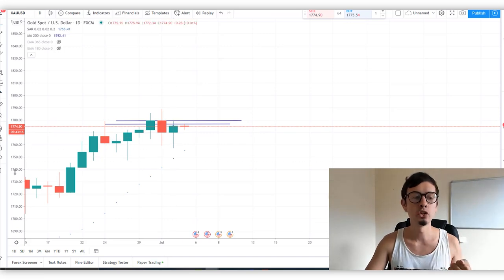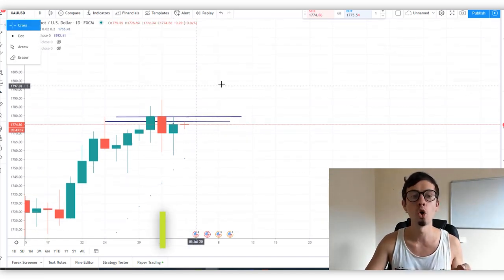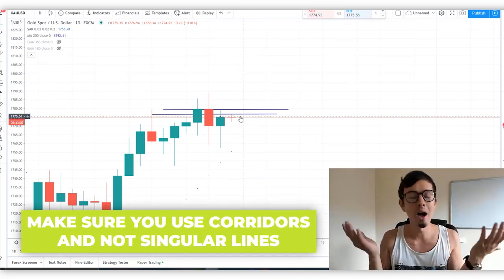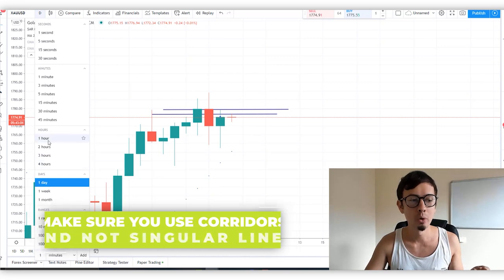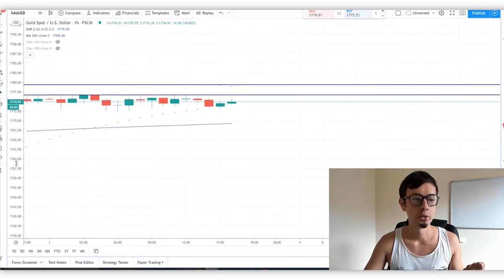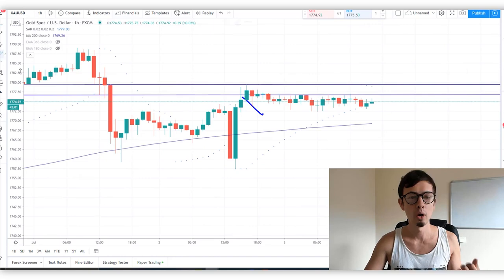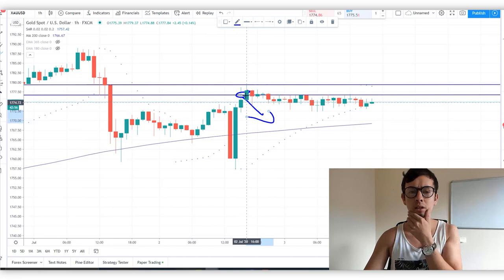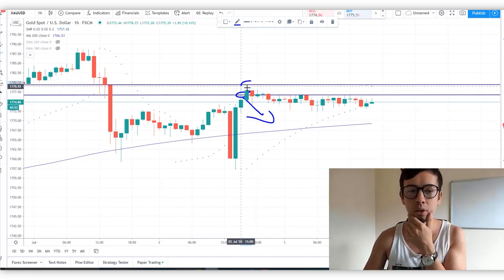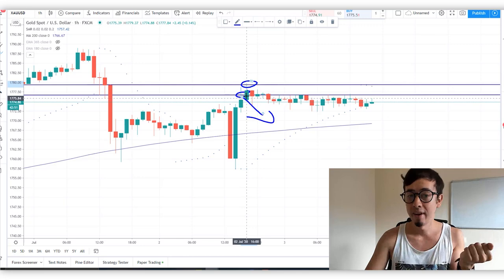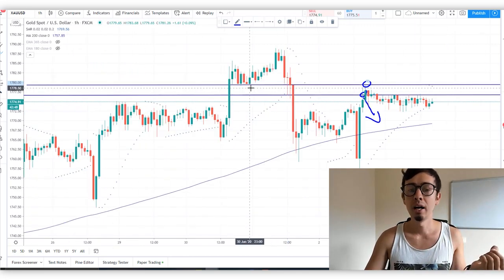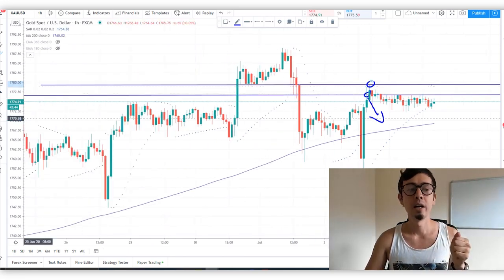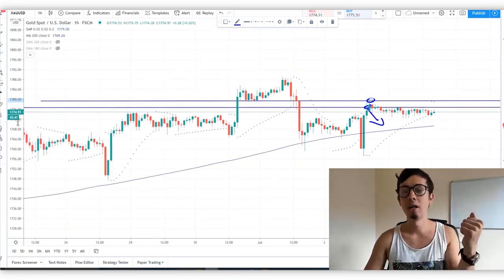So whenever you place support resistance areas, make sure you use corridors, not singular lines, and understand why we use corridors. Because of these fake outs, okay? So you can consider this was a fake out. I was like, okay, this is my resistance, so I think price will go down. It didn't. It did go down to the next pivot resistance area. So the fake out happened, but make sure, guys, that you rely on corridors for resistance and support rather than singular lines.